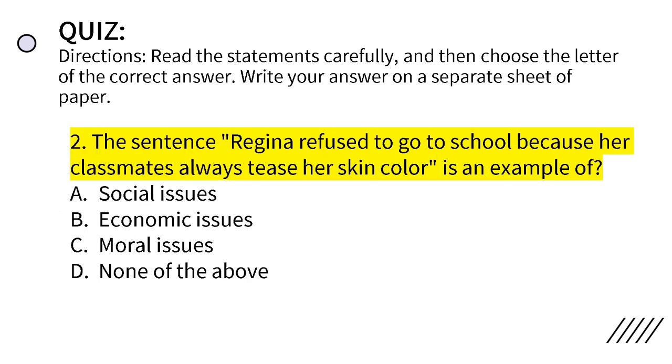Number 2. The sentence "Regina refused to go to school because her classmates always tease her skin color" is an example of A. Social issues, B. Economic issues, C. Moral issues, or D. None of the above. Very good. It's social issues. Discrimination, any form of discrimination, racial discrimination to be specific.